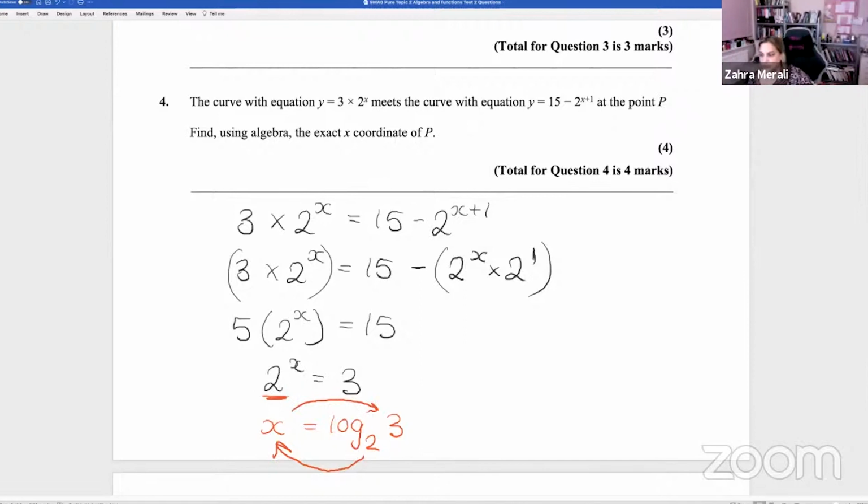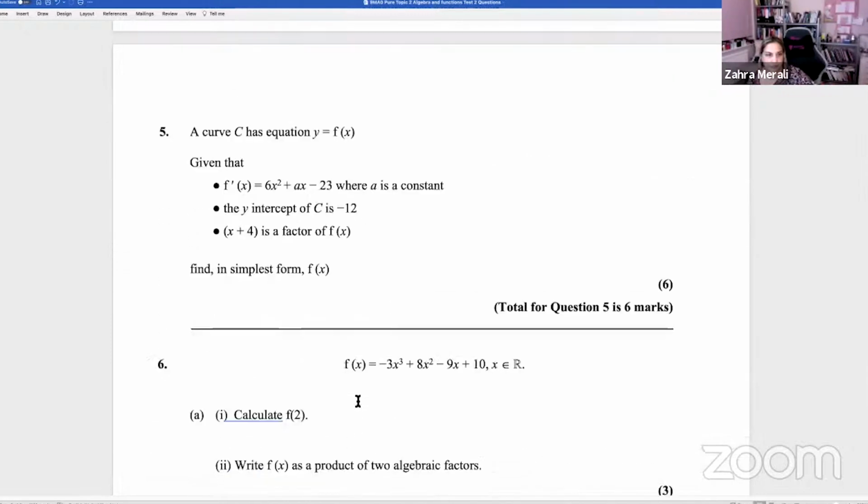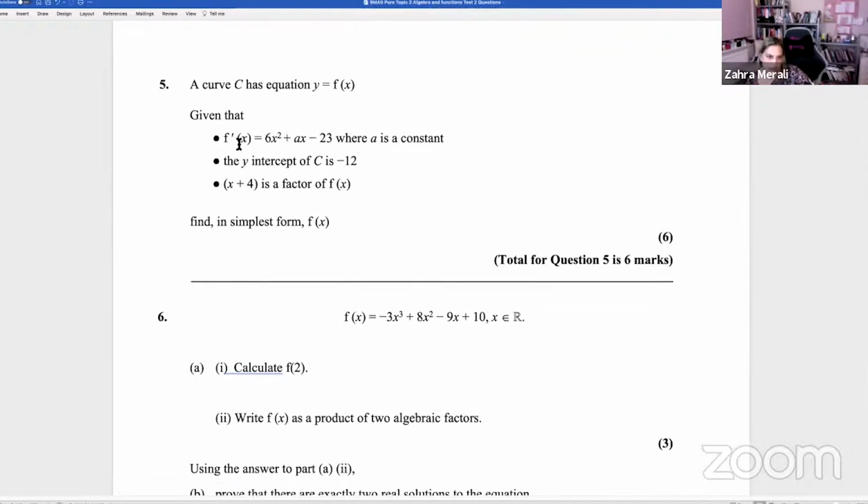Okay, so question 5. Okay, a curve. Y-intercept, x plus 2, so find f(x). So we've got f dash x and we're going back to f(x). So we're going to have to integrate. So f dash x means it's been differentiated. We're trying to go back to f(x). So we're going to integrate it.